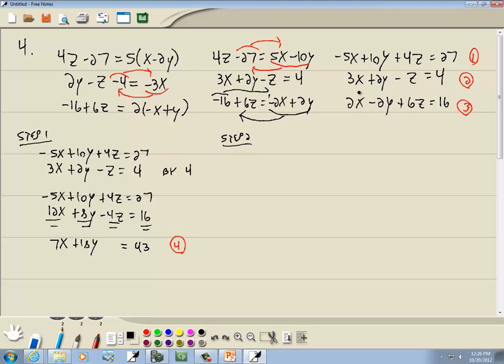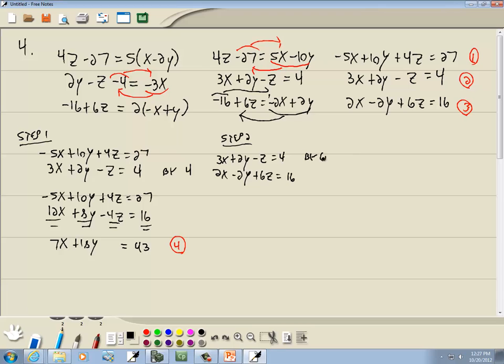Group equations 2 and 3 together and eliminate the z's. So I got 3x plus 2y minus z is equal to 4. And 2x minus 2y plus 6z is equal to 16. Looks like I could actually divide everything in the second equation by 2, but I'm not going to worry about that. Here I have 6z. If this was a negative 6z, then we could add them together.